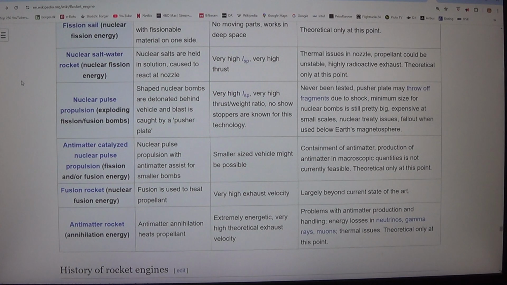Nuclear pulse propulsion, exploding fission / fusion bombs. Shaped nuclear bombs are detonated behind vehicle and blast is caught by a pusher plate. Very high ISP, very high thrust / weight ratio. No showstoppers are known for this technology. Never been tested. Pusher plate may throw off fragments due to shock. Minimum size for nuclear bombs is still pretty big. Expensive at small scales. Nuclear treaty issues. Fallout when used below Earth's magnetosphere.